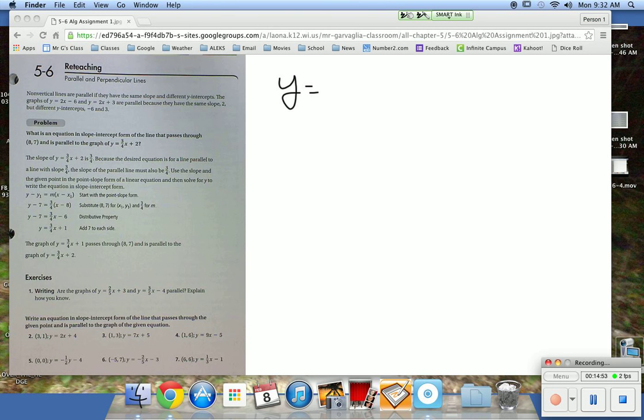Y equals a negative 6/16 x minus 123. Solomon, what's my perpendicular slope? What is it? 16 over 6, right? There you go. Be confident in it.